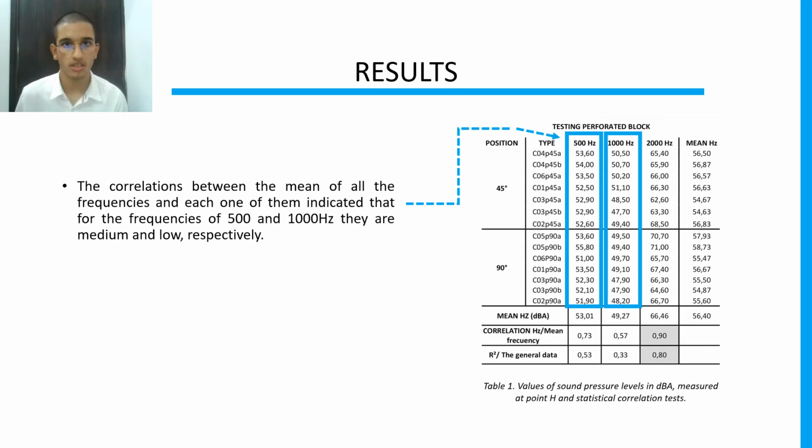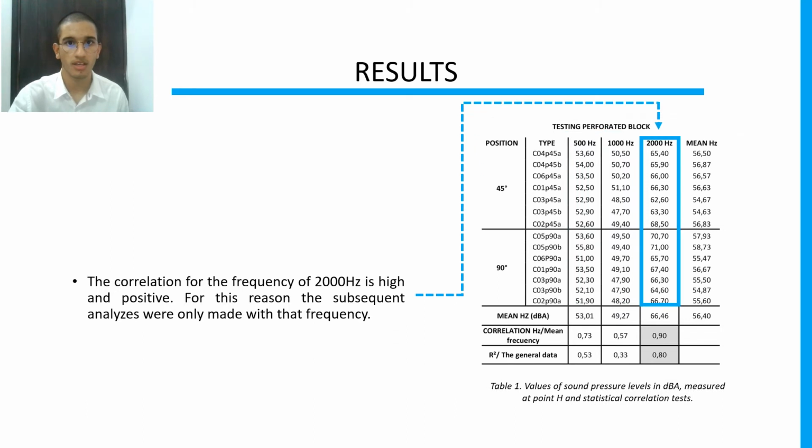In the results, the correlation between the mean of all the frequencies and each one of them indicates that for the frequencies of 500 and 1000 Hz, the correlations are medium and low respectively, a behavior caused by the chamber's model, and they will not be taken into consideration. The correlation for the frequency of 2000 Hz is high and positive, and that's why the subsequent analyses were only made with that frequency.